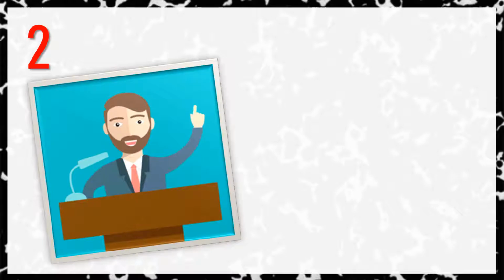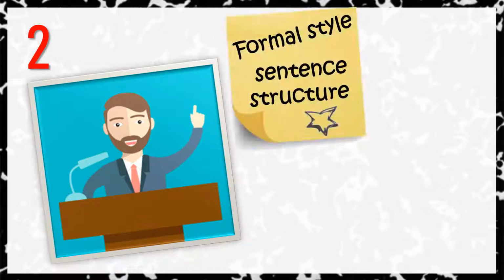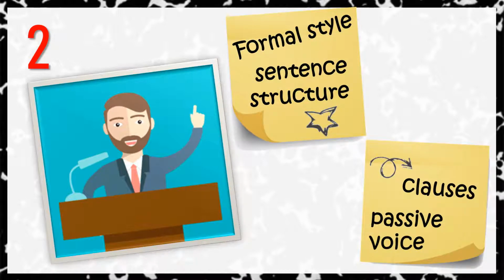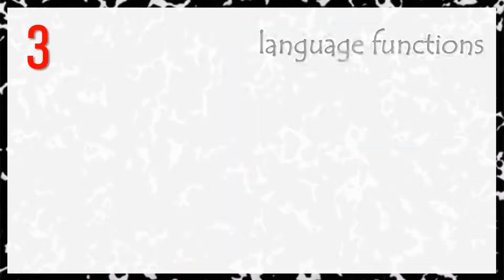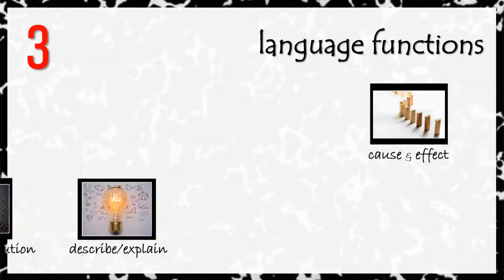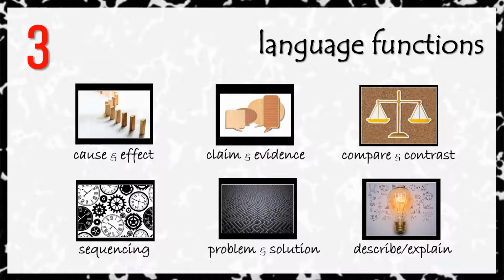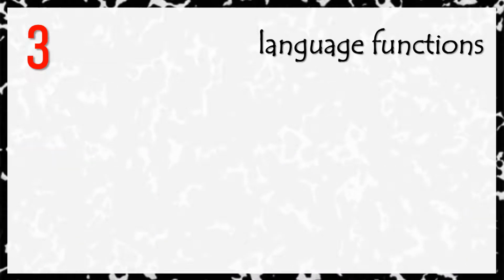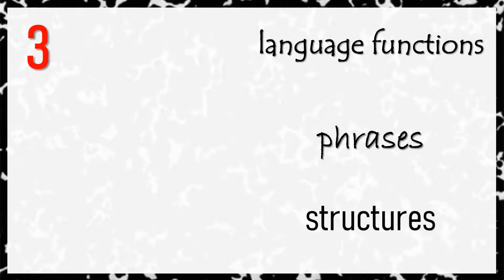Second, academic language is more complex than social language for a variety of reasons, including its formal style and sentence structures that include clauses and the passive voice. Third, academic language includes language functions, the ways we use academic language, for example, to compare and contrast, and the associated phrases and structures that are specific to those functions.